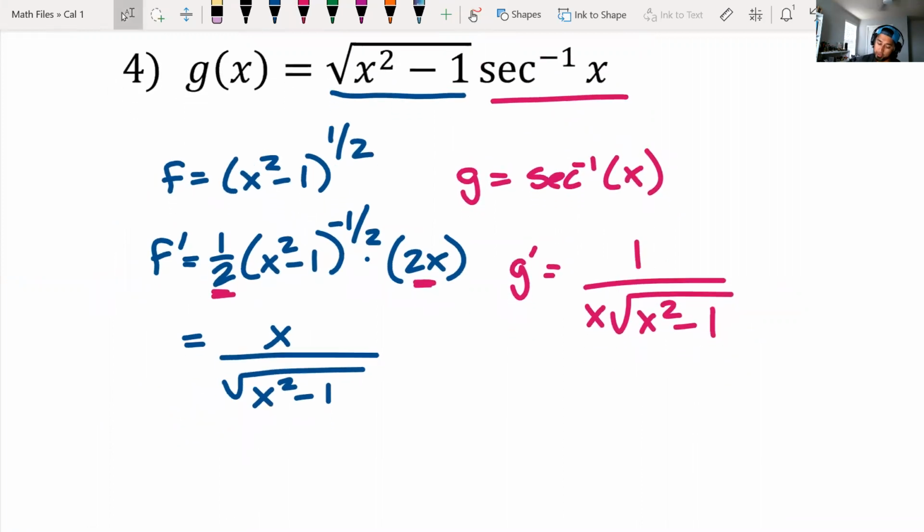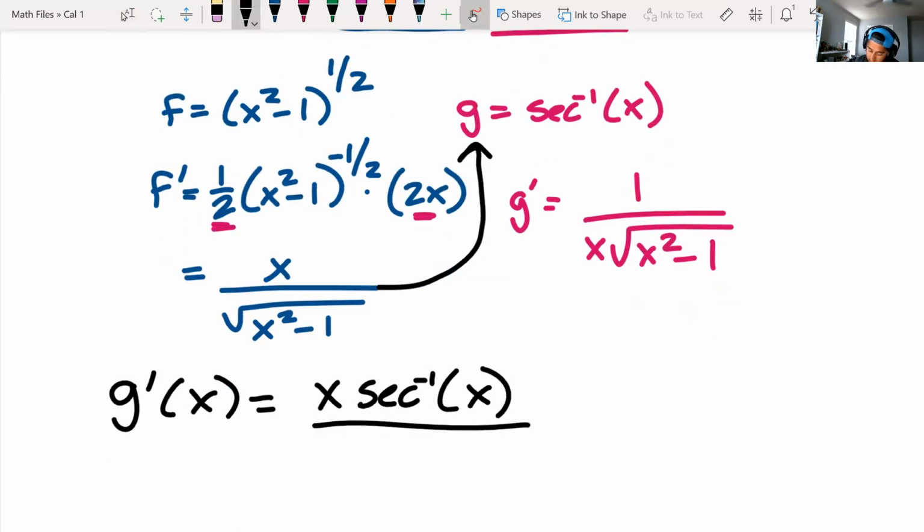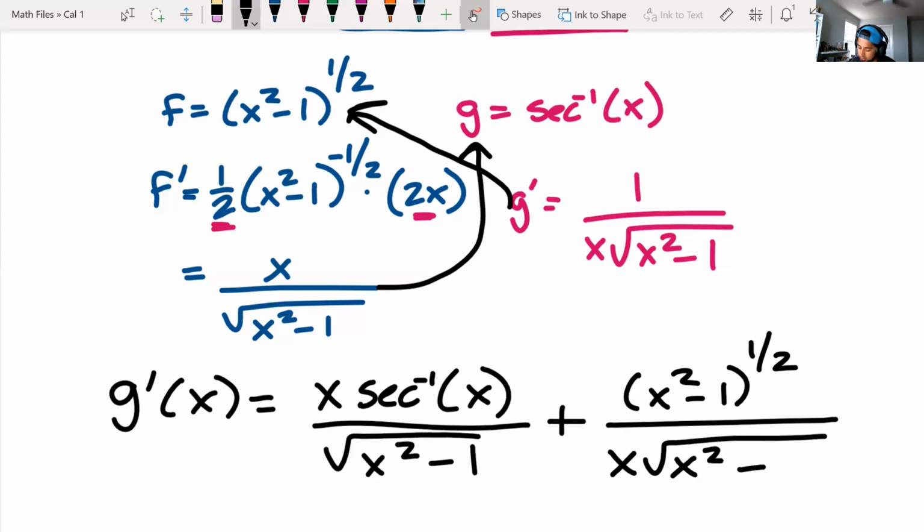And now we can finish our product rule. So the derivative of the product is going to be f prime g. So that'll be x times the inverse secant of x over the square root of x squared minus 1, plus g prime f. So that's going to be x squared minus 1 to the 1/2 over x times the square root of x squared minus 1.